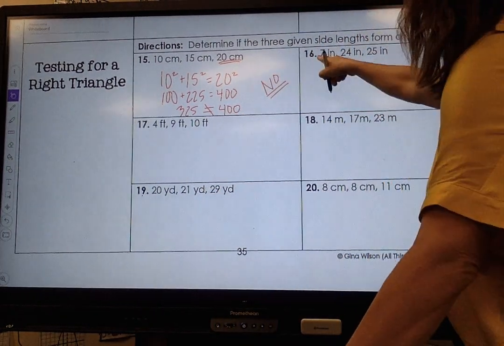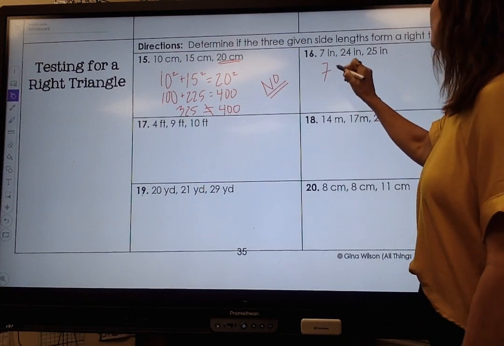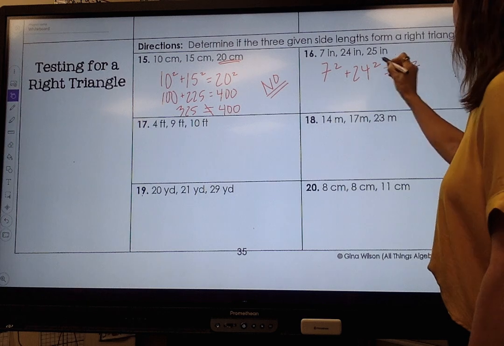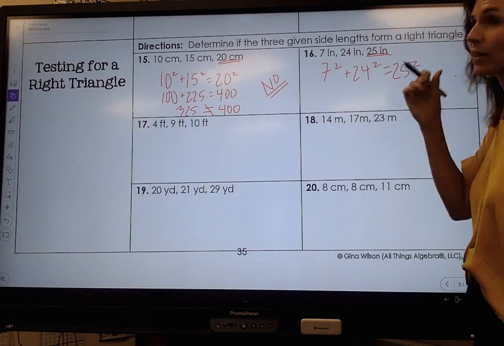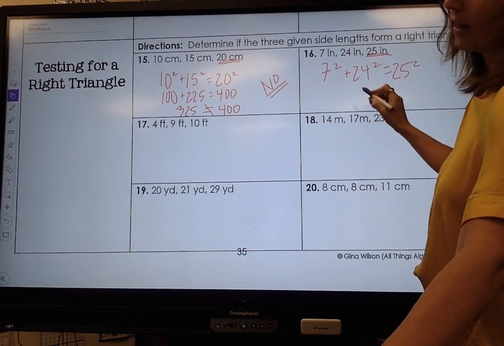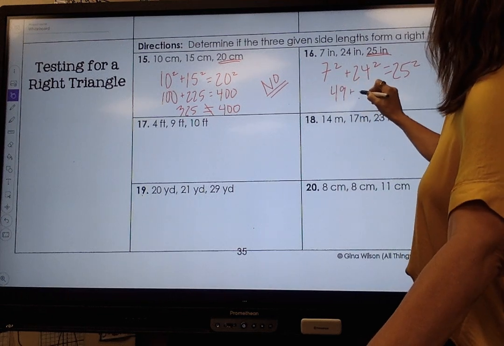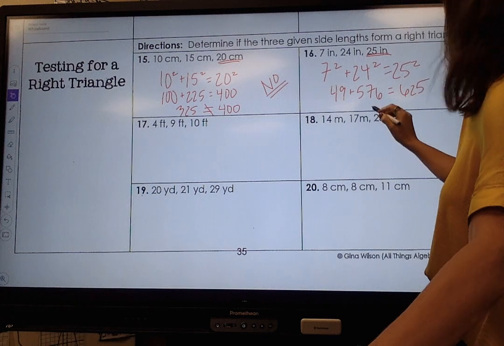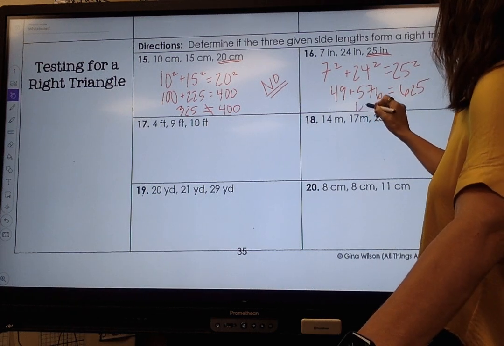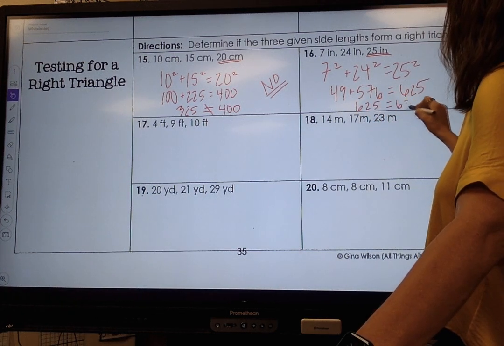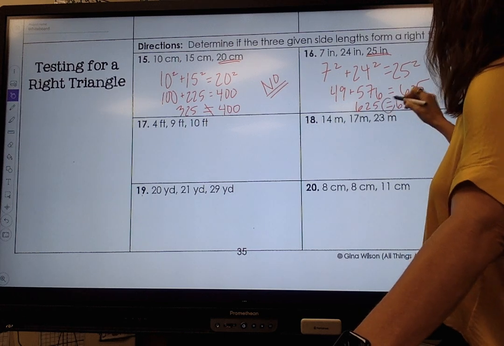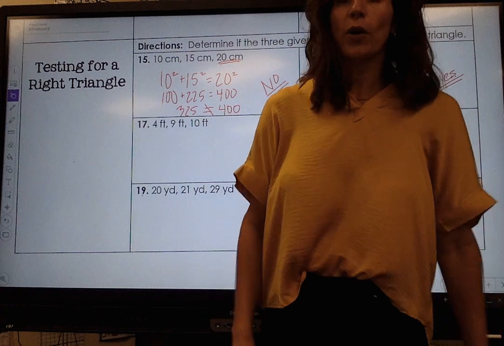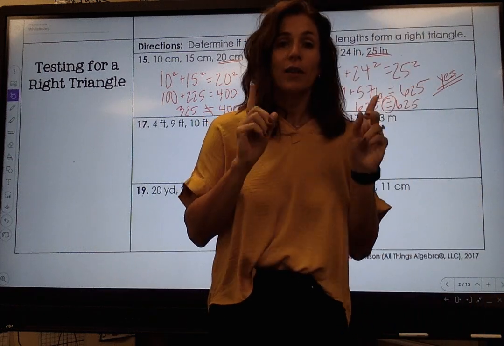All right, let's look at number 6. So over here, I get 7 squared plus 24 squared equals 25 squared. Again, remembering the hypotenuse is always the longest side. So I get 49 plus 576 equals 625. And when I add these together, I get 625 equals 625. So yes, that is a true statement. So yes, it is a right triangle. So, quick lesson on the Pythagorean theorem. If you have questions, let me know.